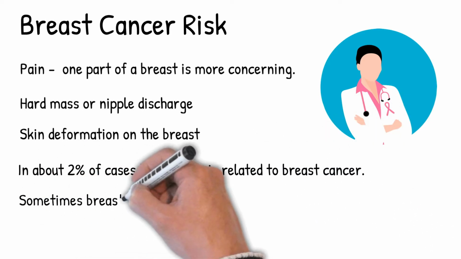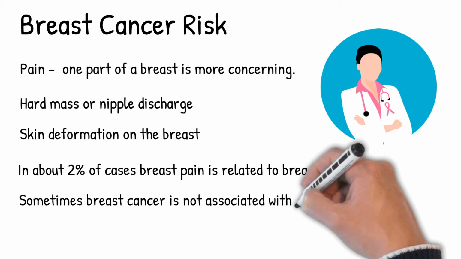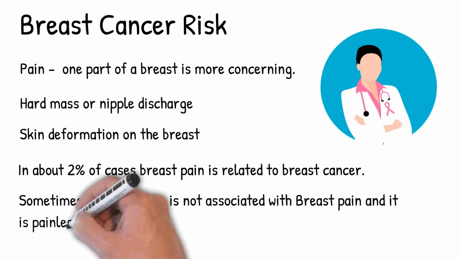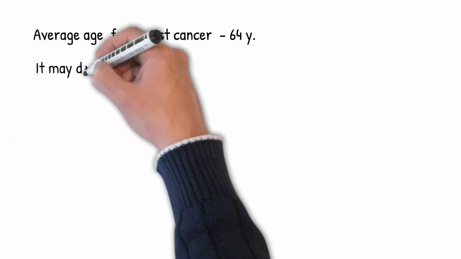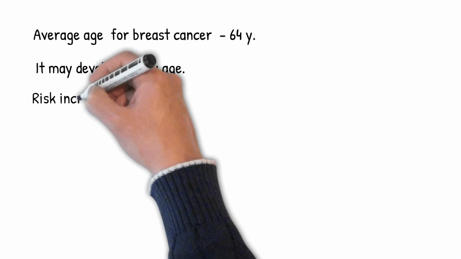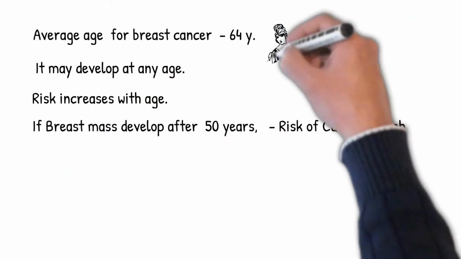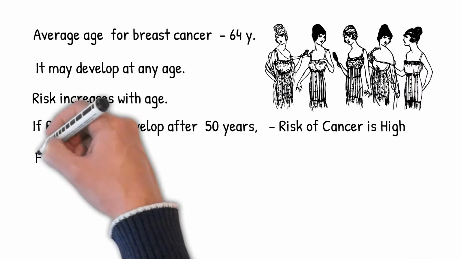Breast cancer is usually characterized by additional symptoms and risk factors besides pain. Sometimes breast cancer is not associated with breast pain and it is painless at first stages. Mean age for breast cancer is 64 years old. It may develop at any age. Risk increases with age. If a breast mass develops after 50 years, cancer is highly suspected.